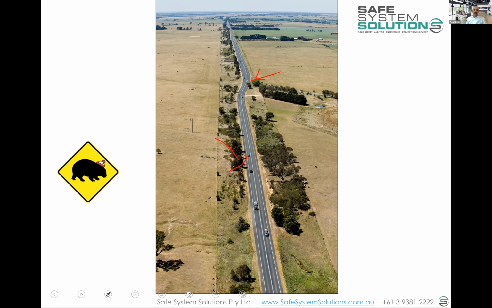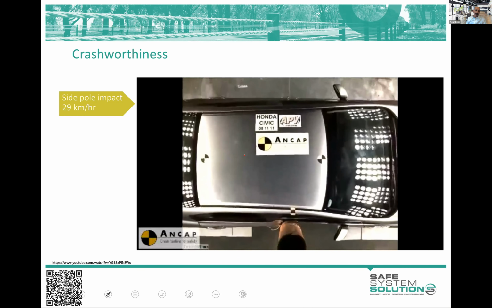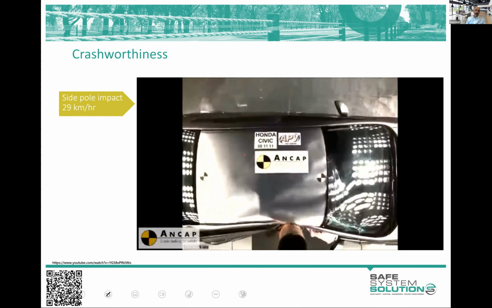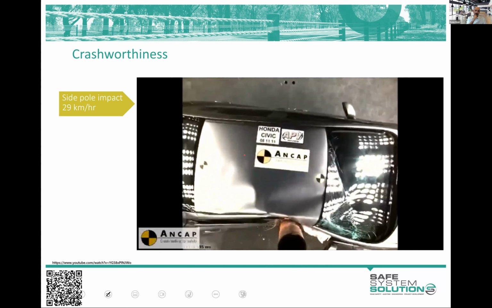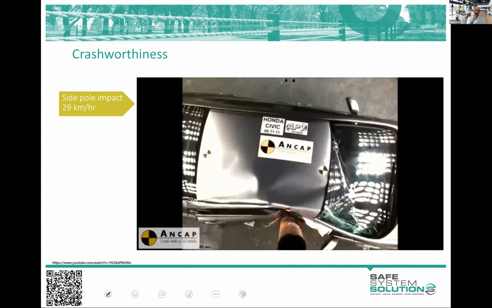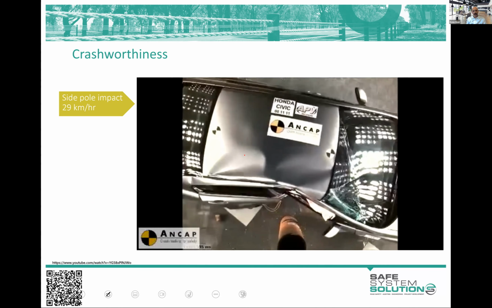But unfortunately, they still do. And what we want to do is really understand how we can absolutely minimize the severity of crashes. Now, this is that ANCAP pole test we talked about in the last module, and the massive amount of energy being transferred there when people hit point source hazards.